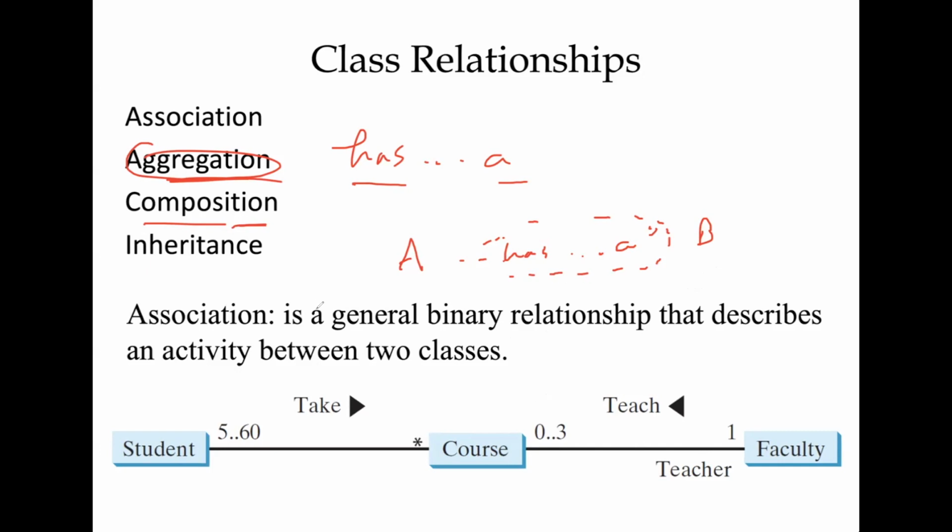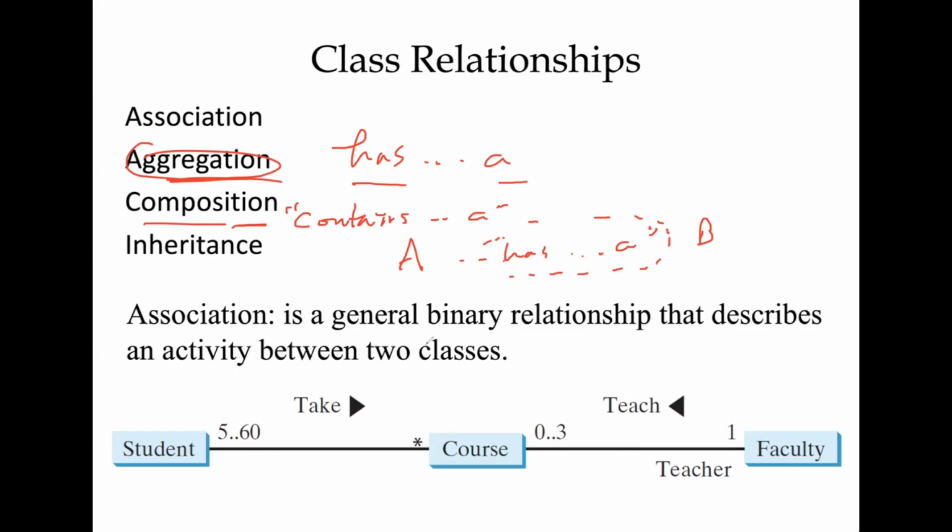Composition, on the other hand, is a stronger form of aggregation where the lifetime of the contained object is dependent on the lifetime of the container. It is a contains-a relationship, meaning when the container object is destroyed, the contained object is also destroyed. This is where one class owns another class and is responsible for its creation and destruction.